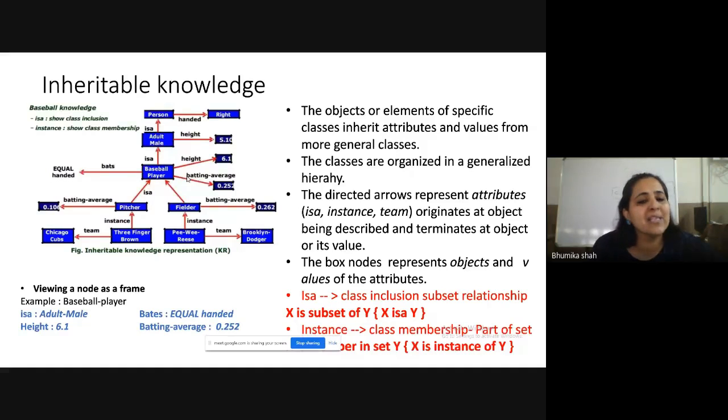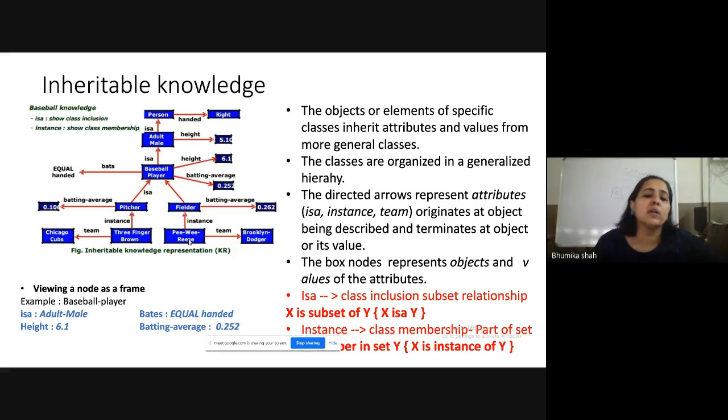Another attribute it has is batting average. It is 0.252. Now this baseball player is again subdivided into two subclasses, pitcher and fielder. Now this pitcher has its own attribute called batting average. The value is provided over here, and fielders are also having their own attribute, batting average. So that is also written over here.